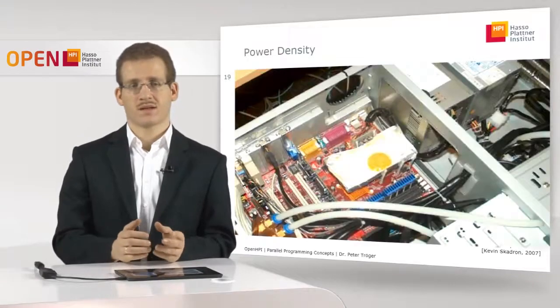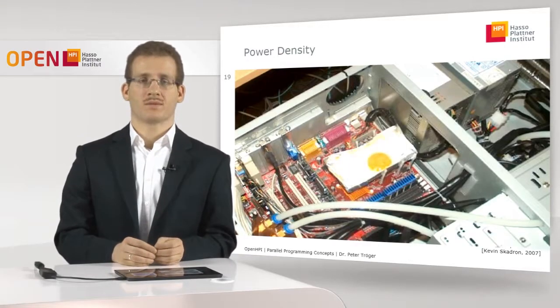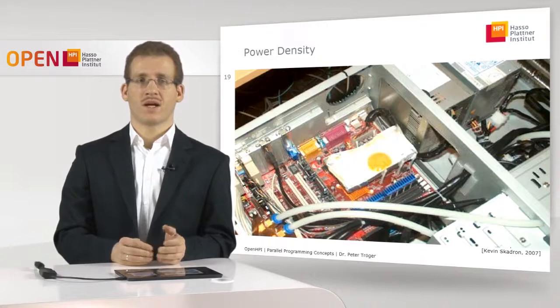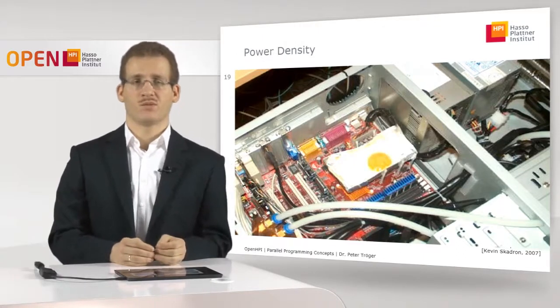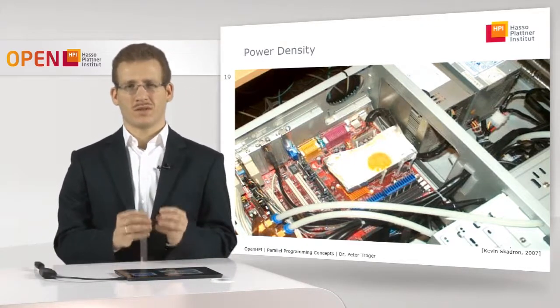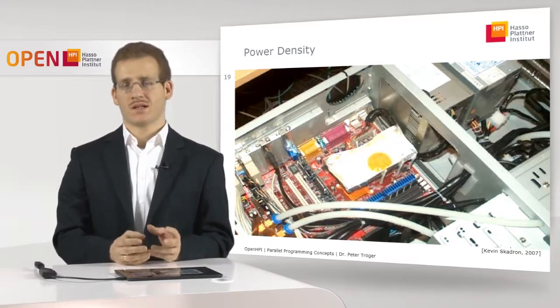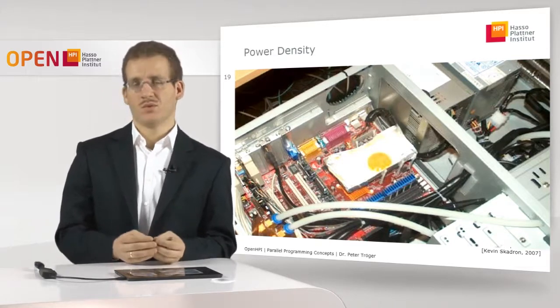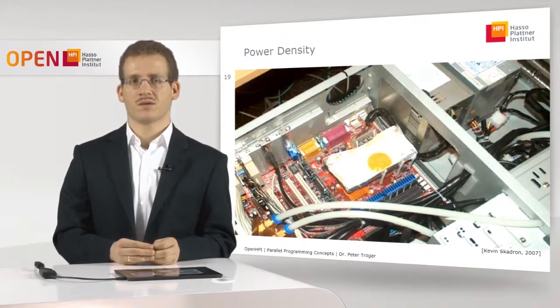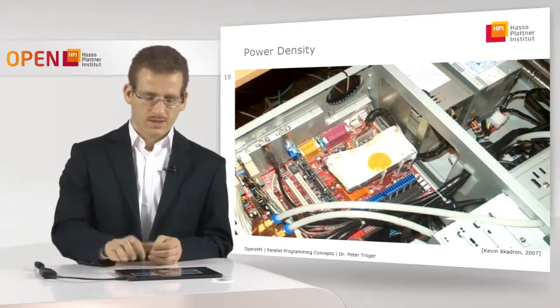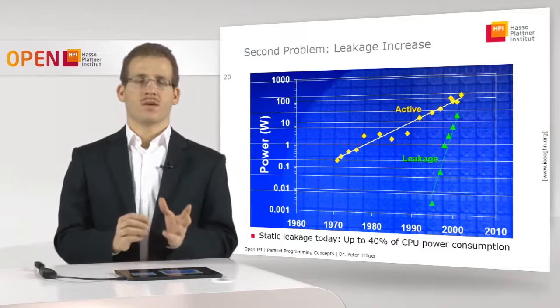Here's a nice example from practice where some guy on the internet was able to bake an egg on his processor by just removing the cooling. So we really have a lot of heat that has to be removed from the processor surface in order to make it operable.